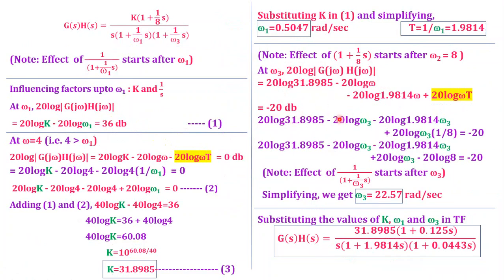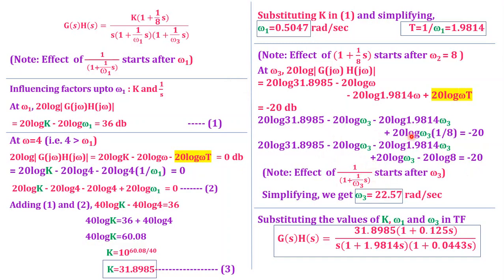I am finding out omega at omega 3. Here also I have written omega 3. What is this t equal to? This t is corresponding to this, therefore I should write 1 by 8. So if you simplify, plus 20 log omega 3 minus 20 log 8. The effect of this starts after omega 3 only. Anyway, that is not at all needed for us.